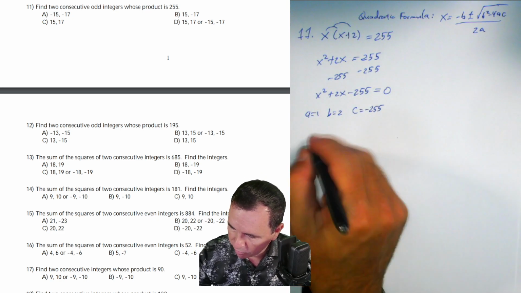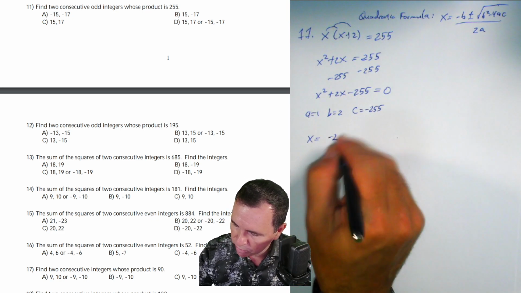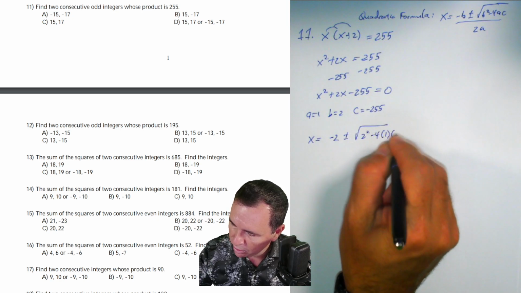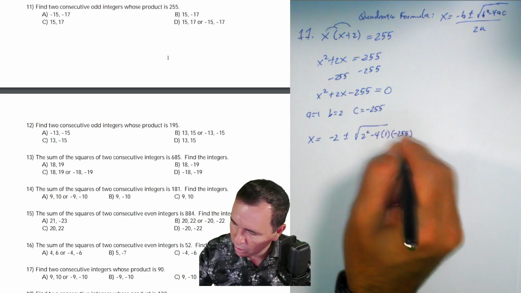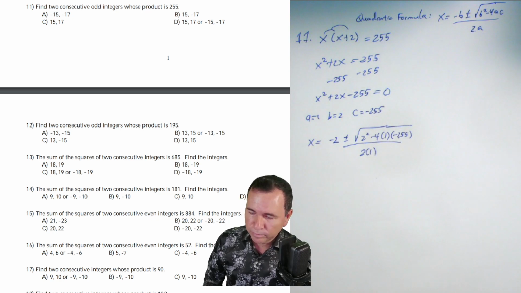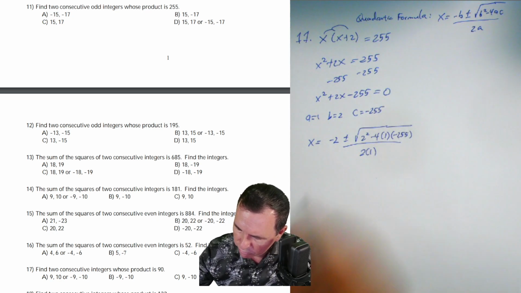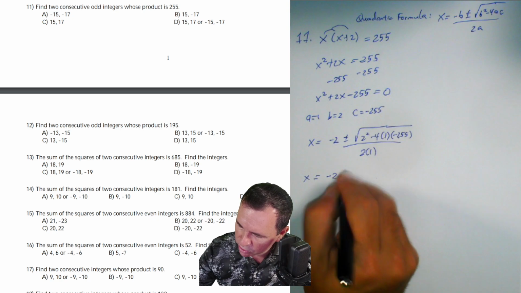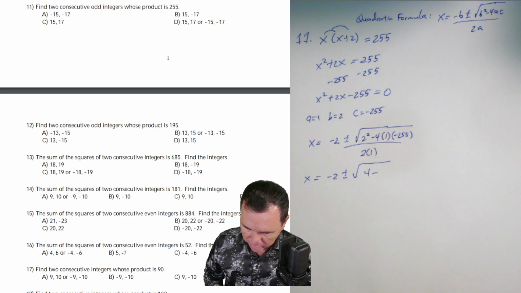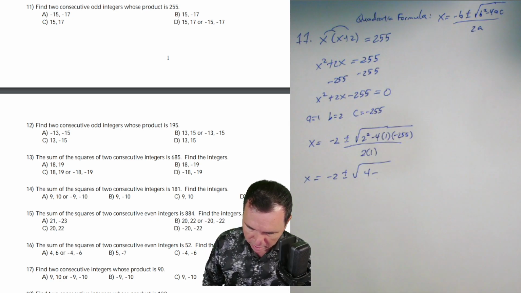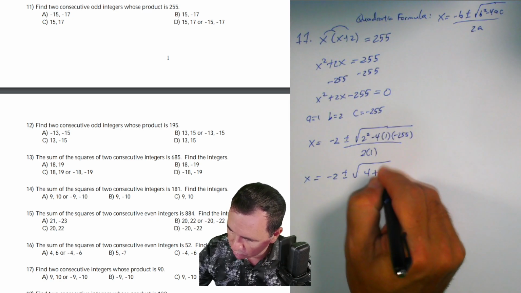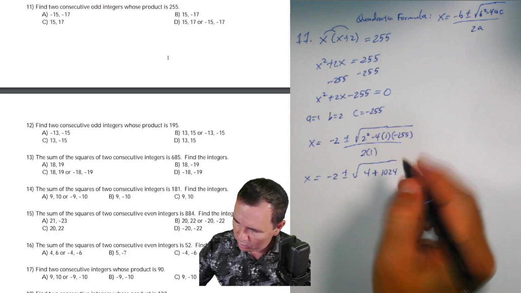All right, so let's apply the formula. It's going to be negative 2 plus or minus the square root of 2 squared minus 4 times a times negative 255, which was c, all over 2 times 1. 2a, a is 1. Now we're going to do a little bit of math. We get negative 2 plus or minus the square root of 4 minus, and then what's 255 times 4? 255 times 4 gives me 1020, but it's going to be plus 1020. You see why? 1020, sorry.